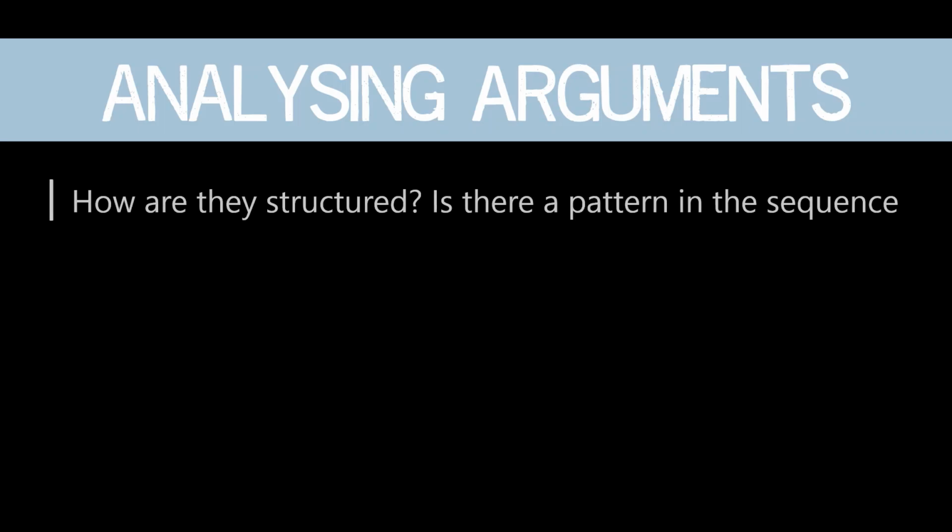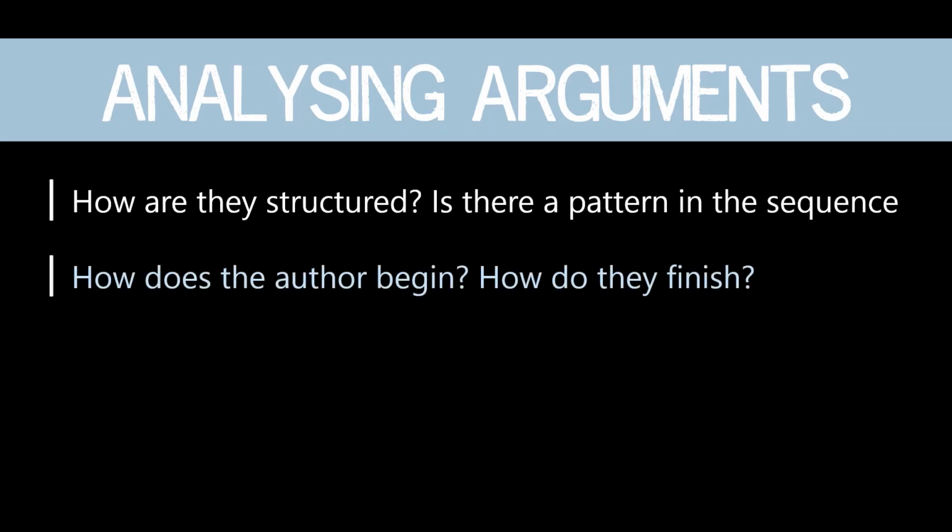So how do we analyse these arguments? Well, the first thing to think about is how are they structured and whether there is a pattern or a sequence in which they're ordered. Think about how the author begins the article. Is it done to shock the reader, or perhaps it's an emotive beginning? Have a think about how they finish the article as well. Quite often you will find authors finish on a call to action. They compel or encourage their readers or their audience to act on the issue at hand.